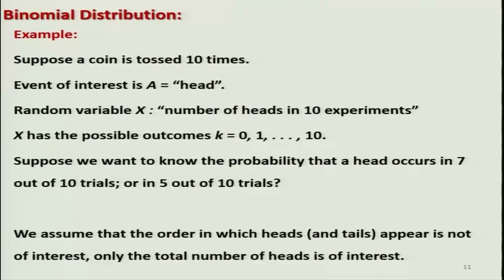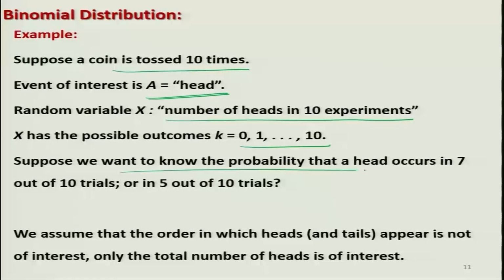Now suppose a coin is tossed 10 times, and the event of interest here is the number of heads. So the random variable in this case is the number of heads in the 10 experiments, and x is going to take the possible values k equal to 0, 1, 2 up to 10. And now suppose we want to know the probability that a head occurs in 7 out of 10 trials, or say in 5 out of 10 trials.